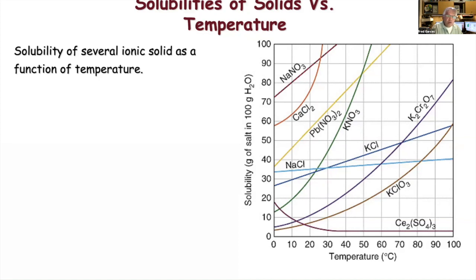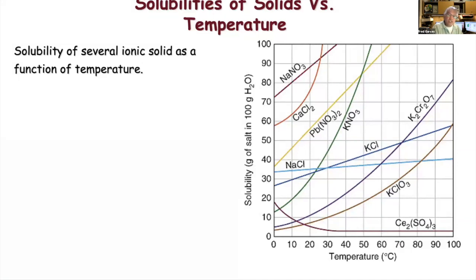And in general, when you take salt and put it in solution, you put it in water so it dissolves, and you put enough salt in there so that some of it doesn't dissolve, the way you get the non-dissolved sodium chloride to dissolve is you raise the temperature. And that's what this chart shows you.